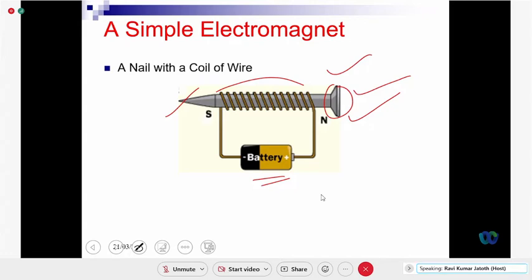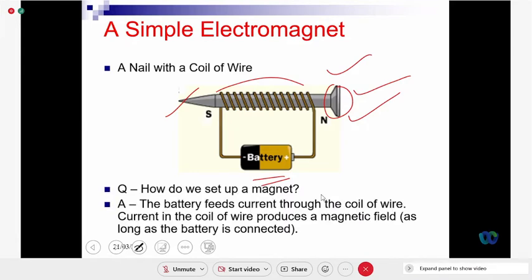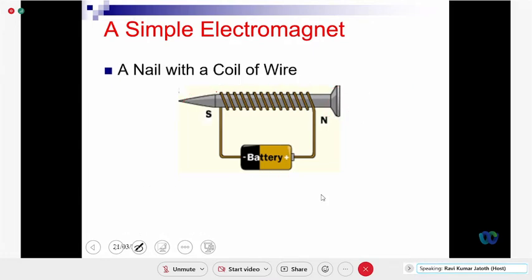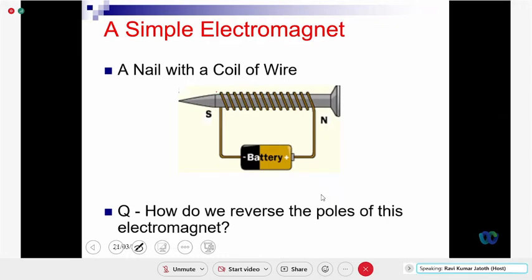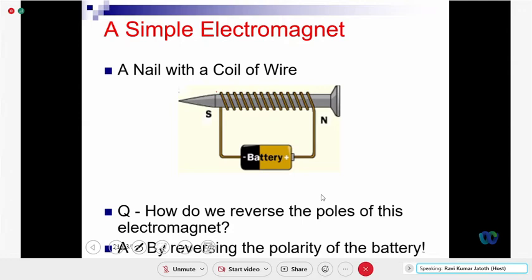You have heard about cores: air core, iron core, and different cores in inductors. So the battery feeds current through the coil of wire, and the current in the coil produces a magnetic field, as long as the battery is connected. If I want to reverse the poles, I simply reverse the battery.